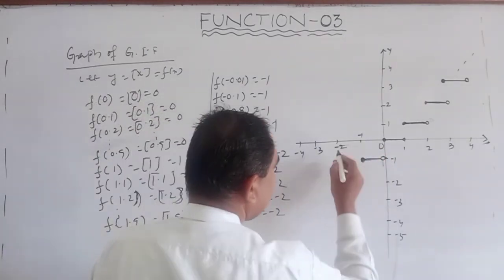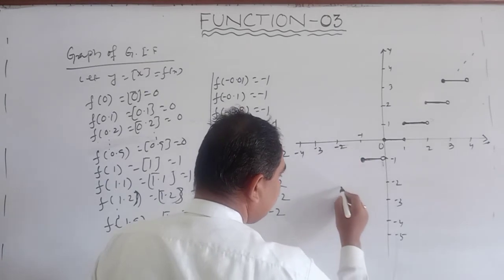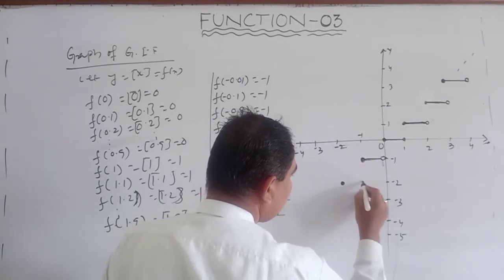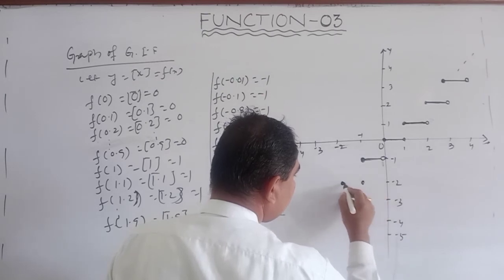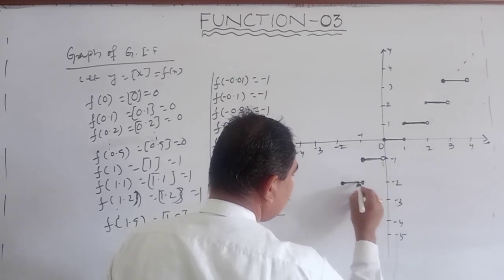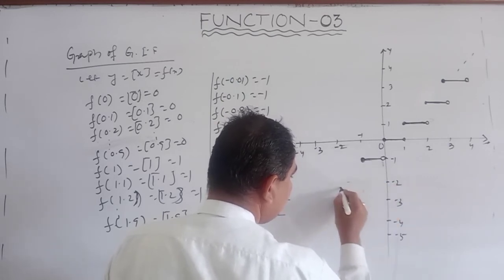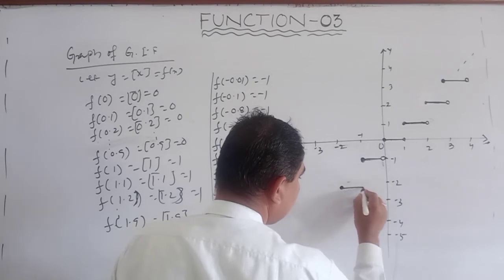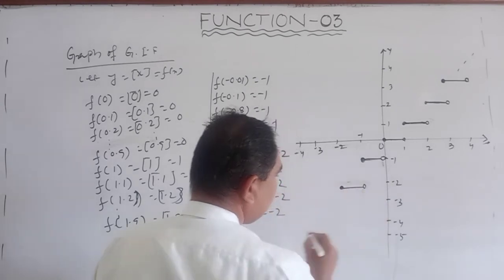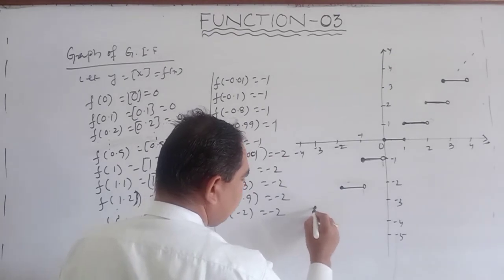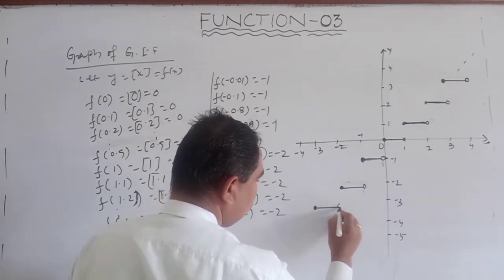Next, x is equal to this type. It will touch minus 2, it will touch this one. Look, minus 3 comes, it will touch minus 2.